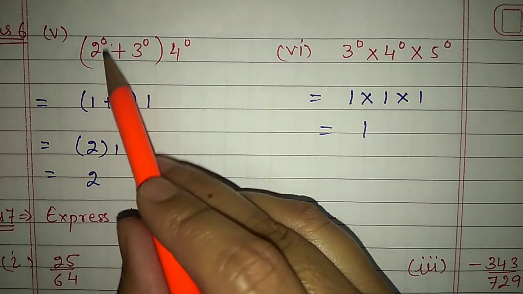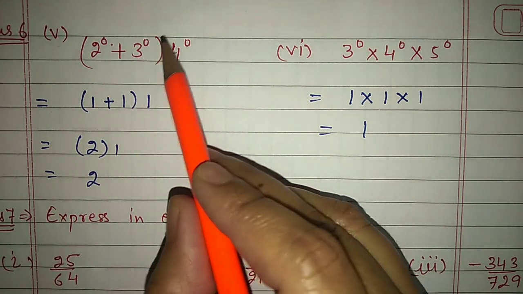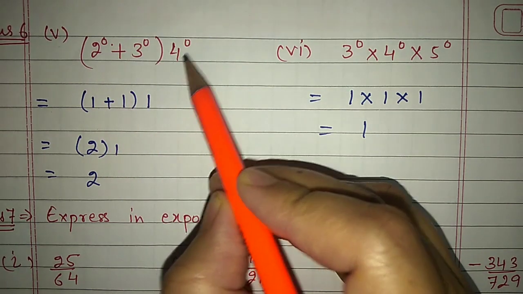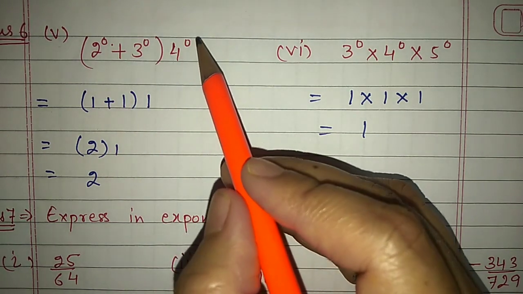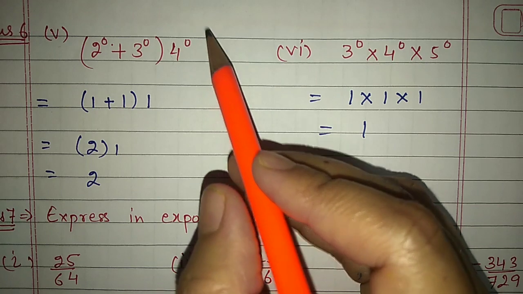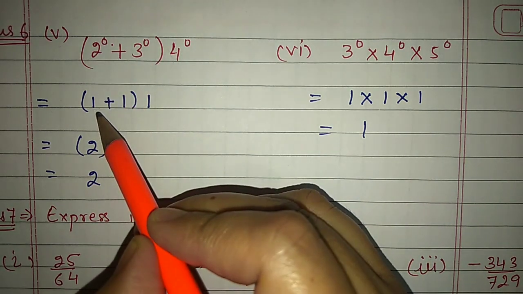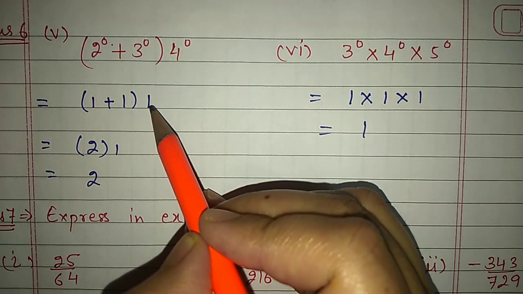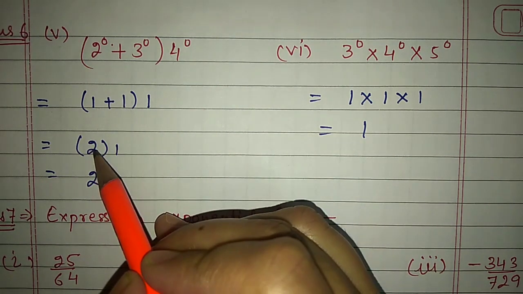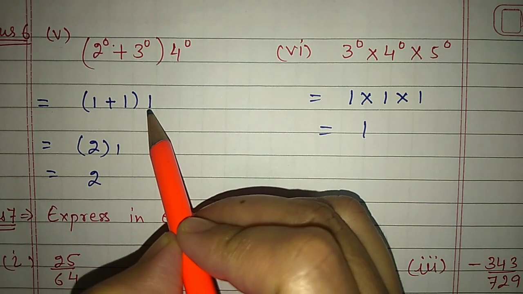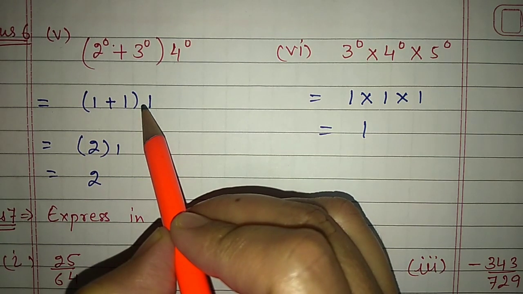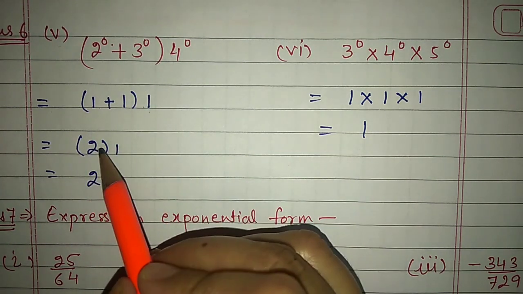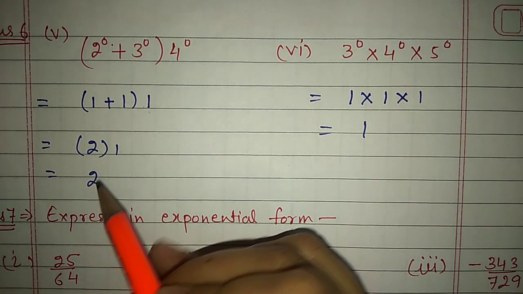Fifth part: 2 to the power 0 plus 3 to the power 0, then whole bracket, 4 to the power 0. Anything to the power 0 is equal to 1. So 2 to the power 0 is 1, 3 to the power 0 is 1 and 4 to the power 0 is also 1. 1 plus 1 will become 2. Outside the bracket we have 1. Here a symbol is not there, it means we have to multiply. So 2 into 1 is 2.